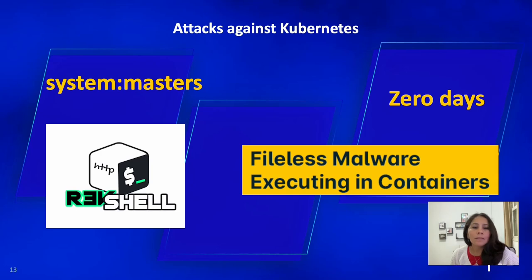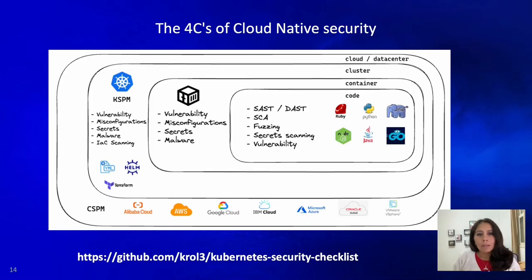Okay, so here we have an overview of Kubernetes security, and one of the first components is the code. It could be any language in which we are building our applications, and we could use tools like SAST, DAST, and SCA to look for vulnerabilities in the dependencies, and also look for secrets. This is the first stage.